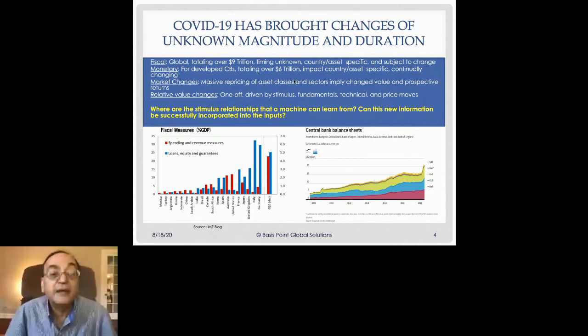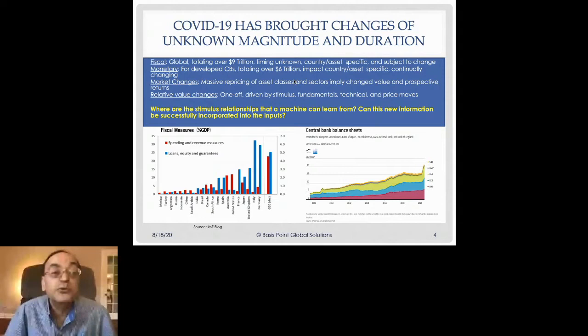And this, again, is likely to be a challenge for models that are driven by data, even if that variable of central bank balance sheets and monetary stimulus was already a part of the input. It is unlikely that the relationship between that and the recovery in the markets has been properly captured.